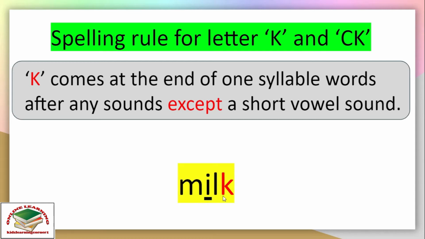Here, milk. Here we have I. I is a short vowel sound. Here I sounds as E. E, L, K. Milk. Here I is a short vowel sound, but it is not before K. We have one other letter in between I and K. For example, see, this is I, this is a short vowel. This is L, this is a consonant. Okay, let us see some examples.